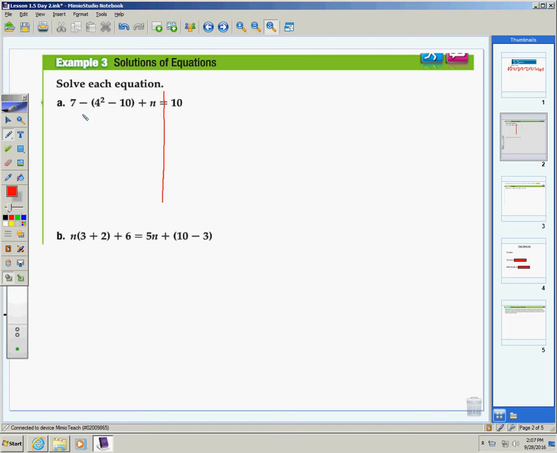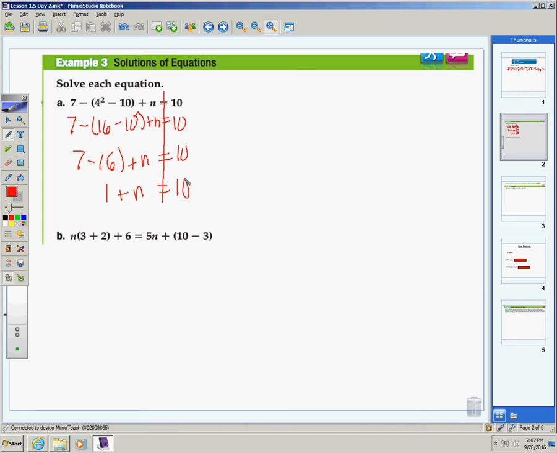Now I've got 7 minus the quantity of 4 squared minus 10 plus n. Obviously I have to start inside my parentheses, and I've got an exponent in there. So I'm going to do 4 squared first, so I get 7 minus 16 minus 10 plus n equals 10. Then 7 minus 16 minus 10 is 6 plus n equals 10. And 7 minus 6 is 1 plus n equals 10.